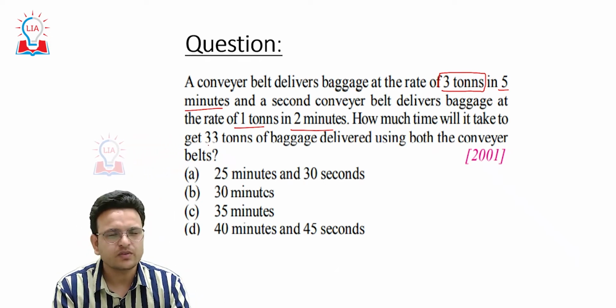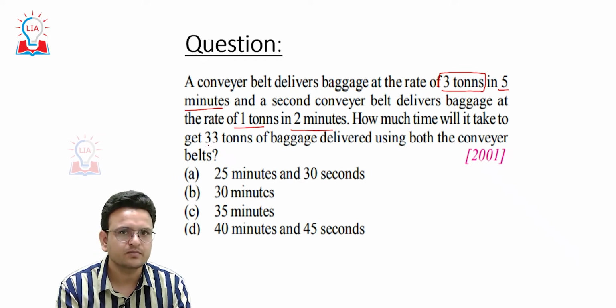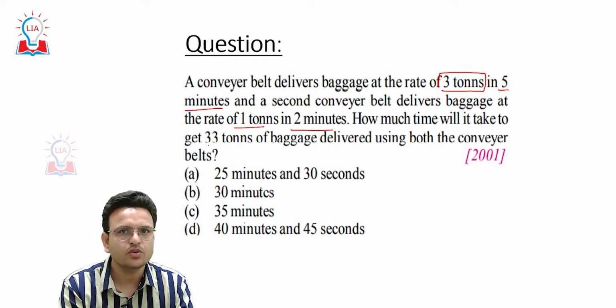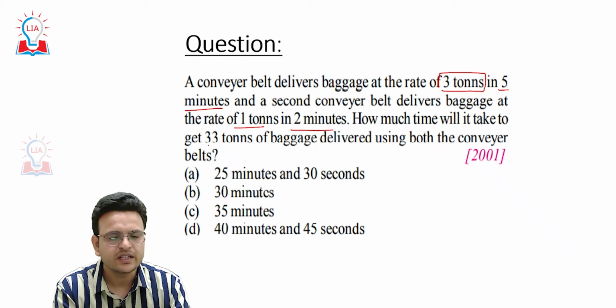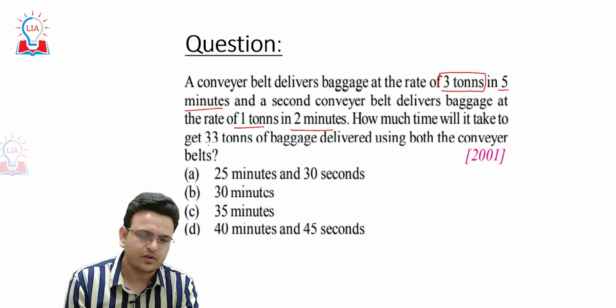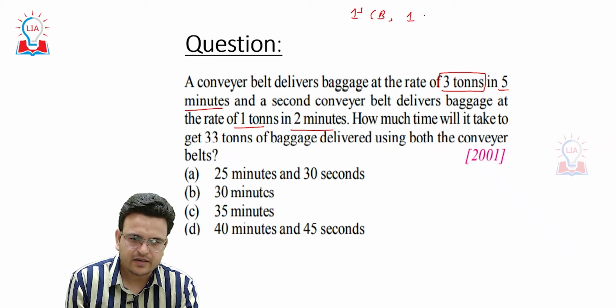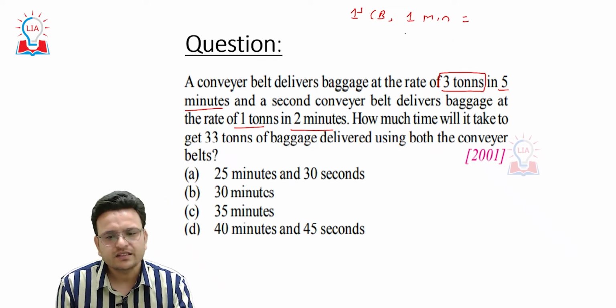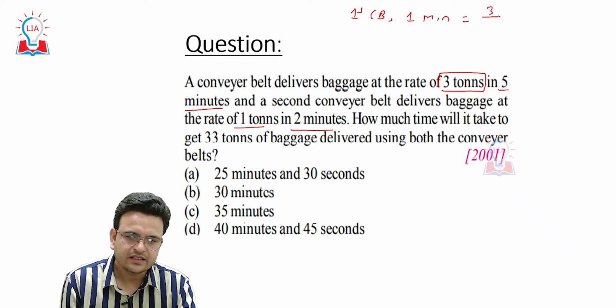This is a very simple question, but I will suggest you pause the video. First, you yourself have to solve this question, then see the solution. So the first conveyor belt will deliver how many tons in 1 minute? In 5 minutes 3 tons, so in 1 minute 3 upon 5 ton.